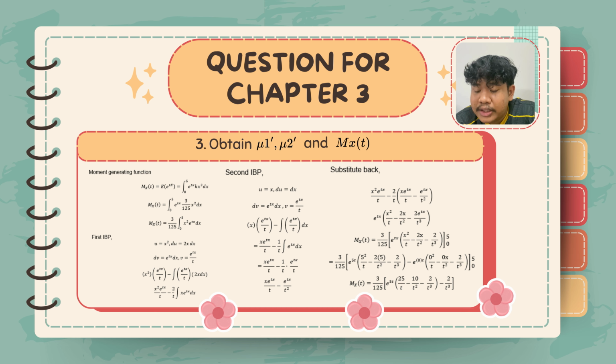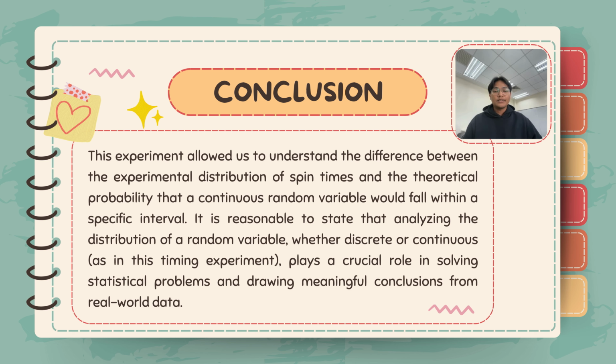And then the final answer, we will get the moment generating function equal to 3 over 125 in bracket e to the power of 5t times 25 over t minus 10 over t squared minus 2 over t to the power of 3, minus 2 over t to the power of 3. That's the final answer.